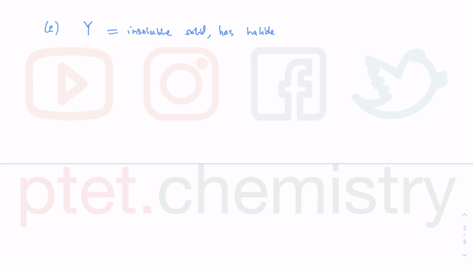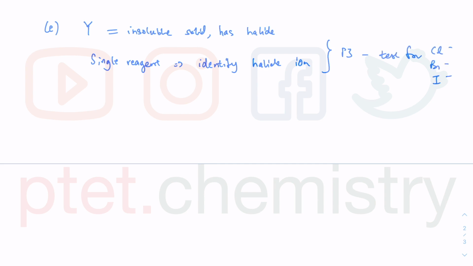A single reagent is added to it to determine the halide ion. What is this single reagent? Just adding one reagent and you can identify the halide ion. So this is your paper 3, test for halide ion, test for chloride, bromide, or iodide, and this reagent has to be what we have done earlier, which is aqueous silver nitrate, or you can just say AgNO3 bracket aqueous. That will be perfectly all right.